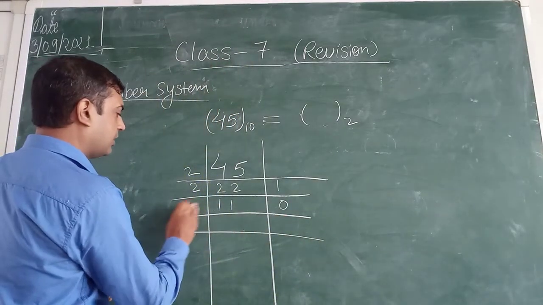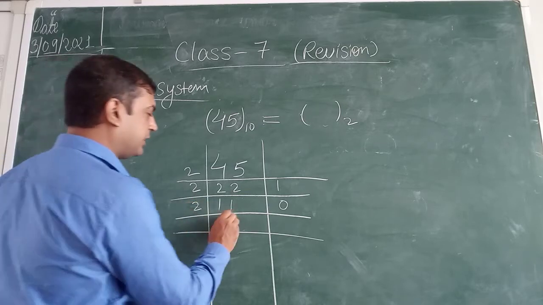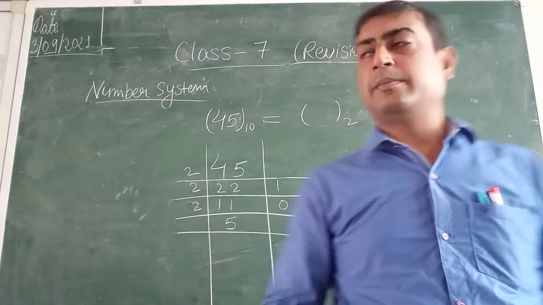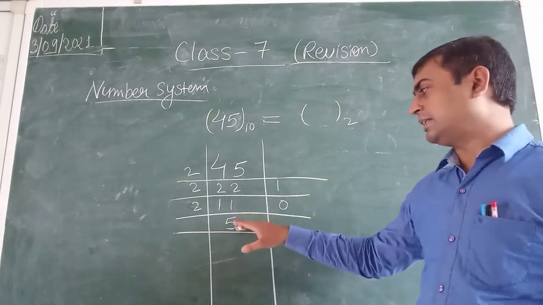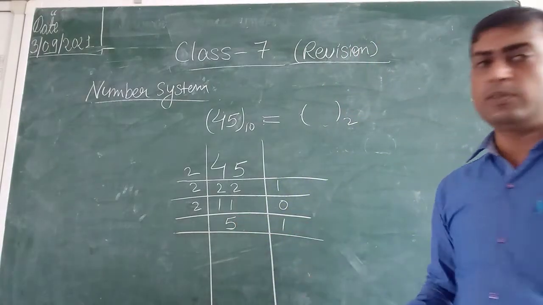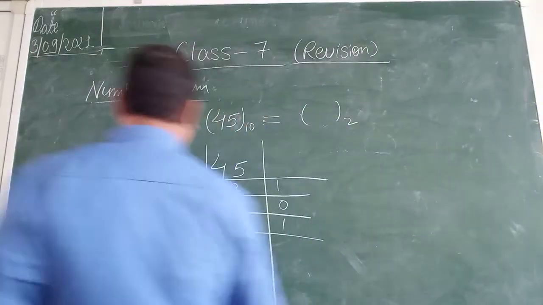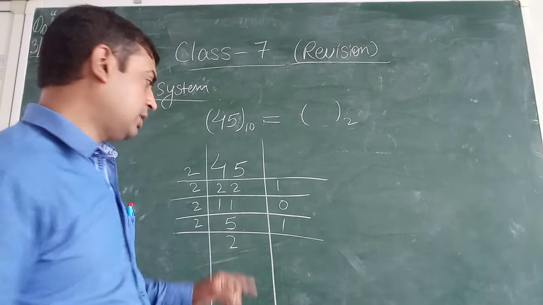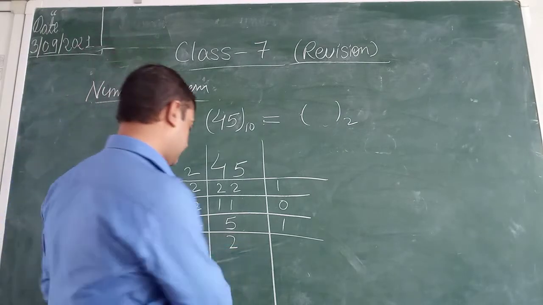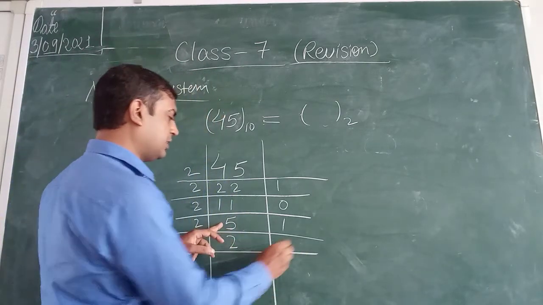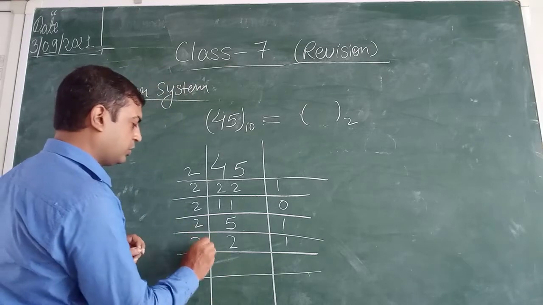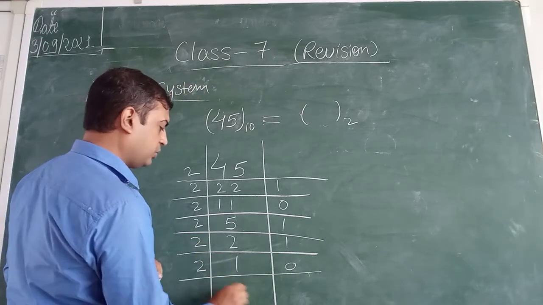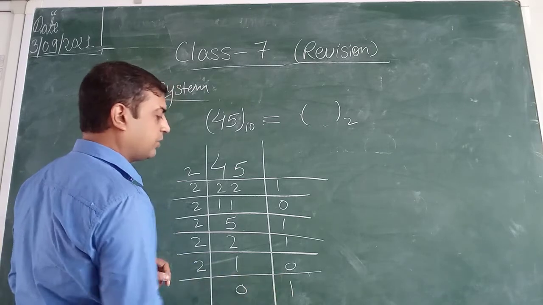Number 5, 2 you will take to divide. 2 5s are 10, which means it is not divided completely. So remainder 1 you will write like this. Then 2 2s are 4. Then the remainder is 1. 2 1s are 2, remainder 0. And 2 0 you will use this 1.